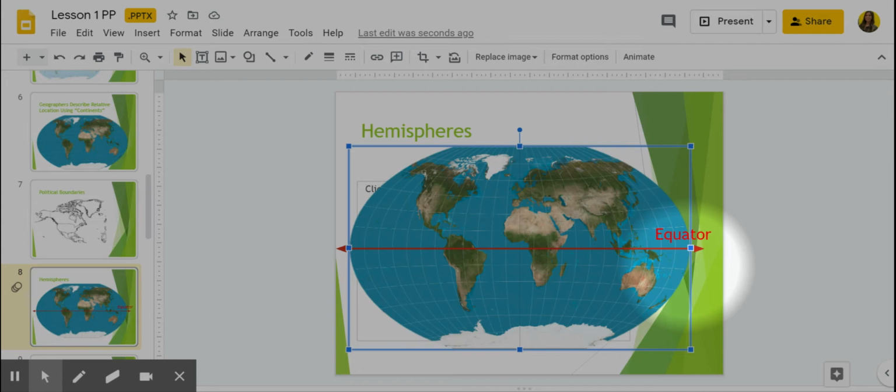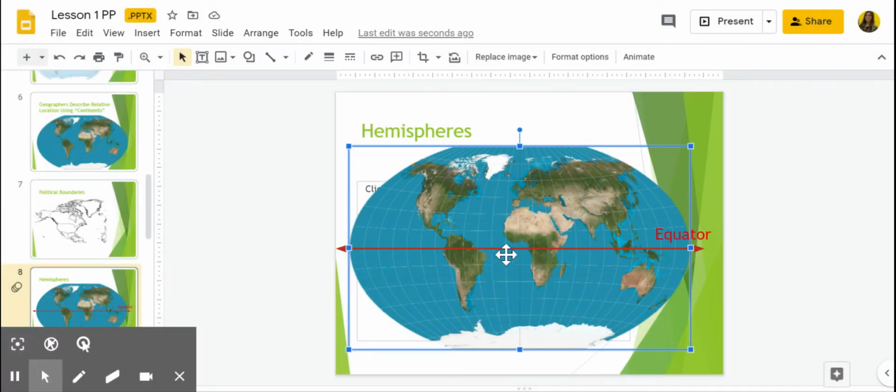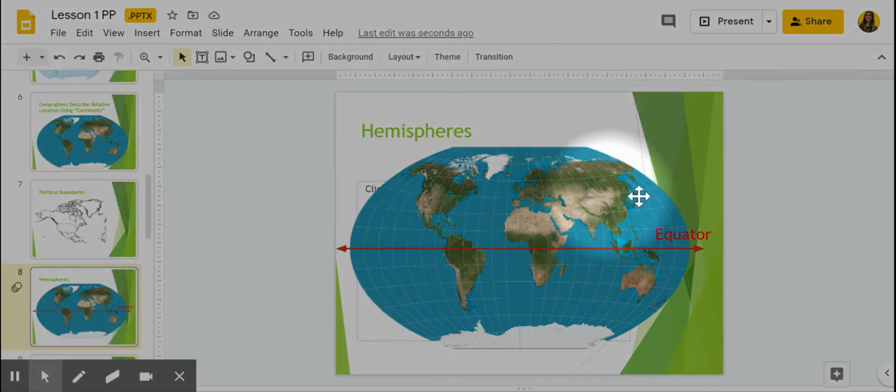So if you're looking at this and you're thinking, okay, there's the equator, how would I describe the relative location of the United States referencing the equator? You could say, okay, well, this hemisphere is called the northern hemisphere up here. It's north. And this hemisphere, you guessed it, is called the southern hemisphere. So the United States is located in the northern hemisphere. So that is a way to use the equator to describe the relative location of the United States.